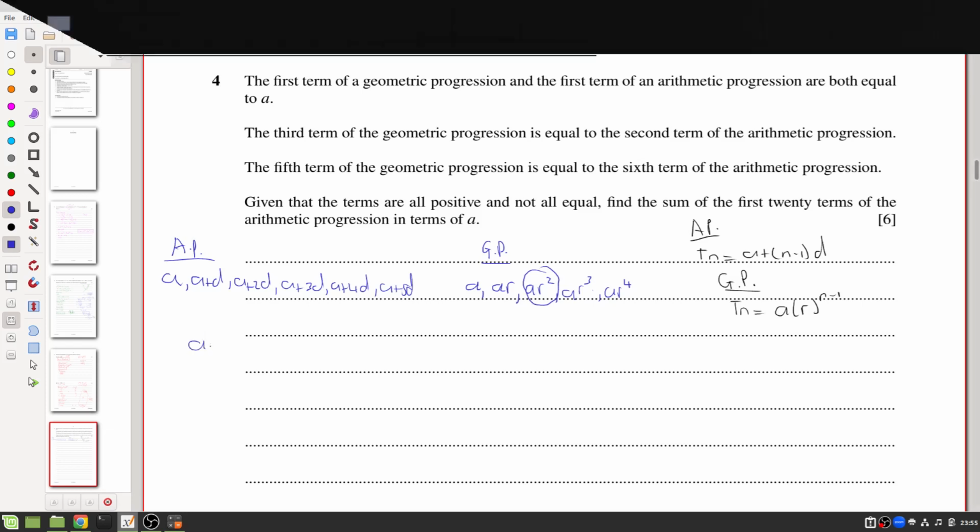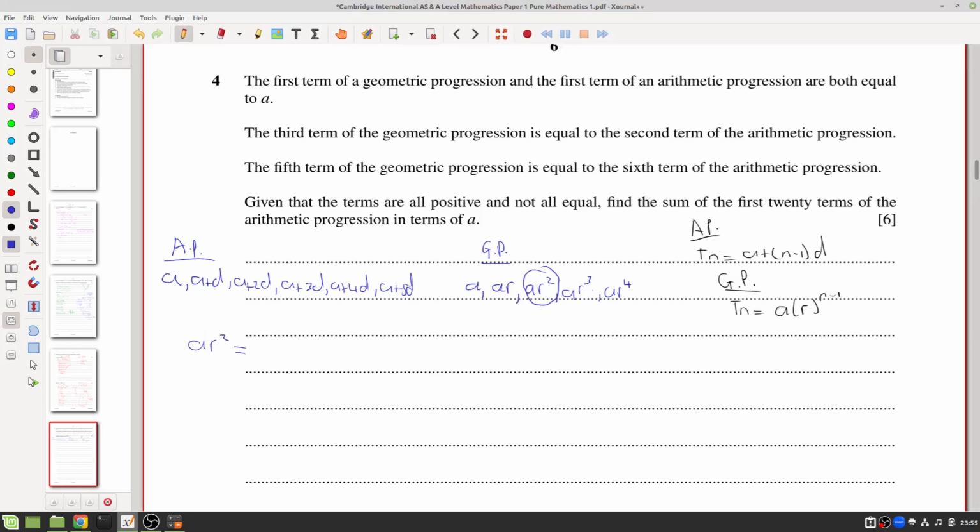So the third term of the GP is equal to the second term of the AP. That's our second term, this one, is equal to a plus d. Now I'm just going to simplify it a little bit. I'm going to take the a across, so ar squared minus a equals d, and then factor out an a. So we've got a times r squared minus 1 equals d. And let's call that equation 1.